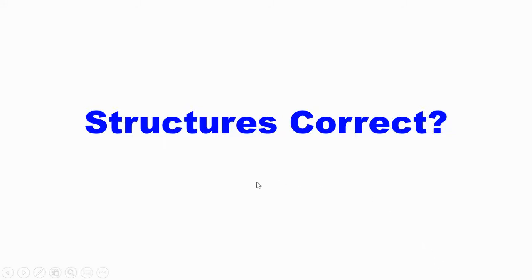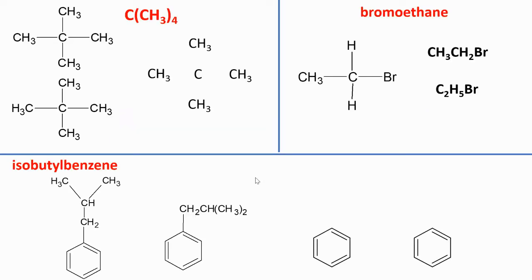Now we continue with, are you sure you are drawing the correct structure? Okay, now let us look at number 1. Okay, let's look at the condensed formula CCH34.